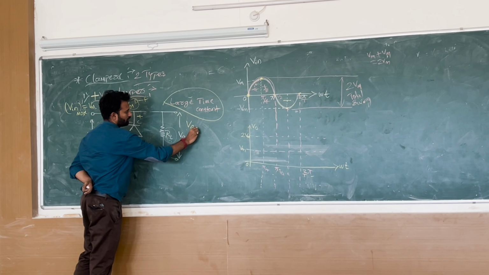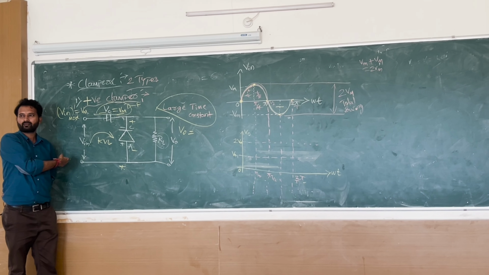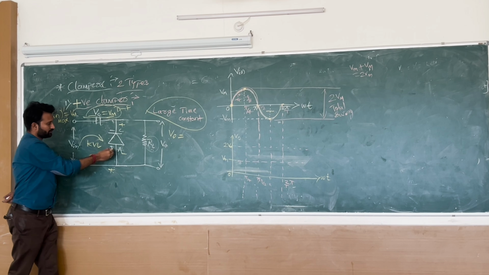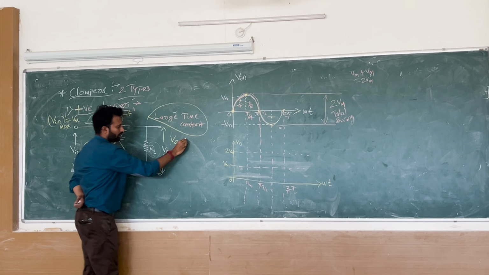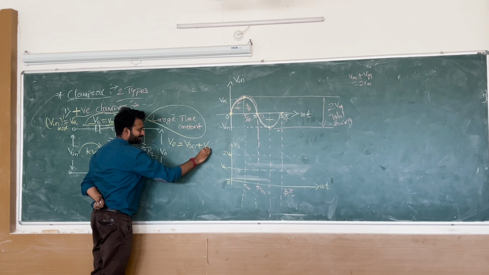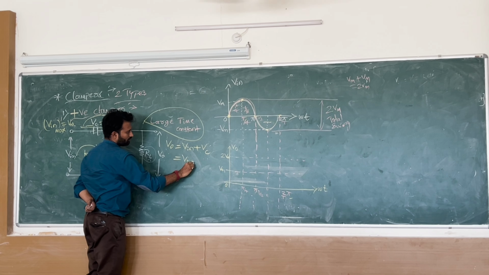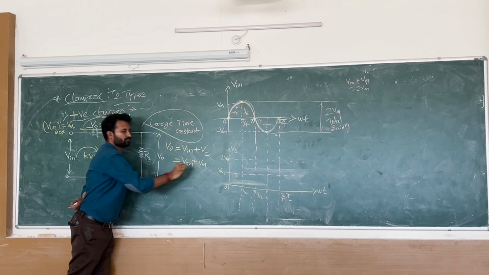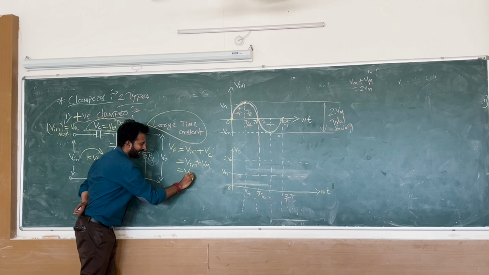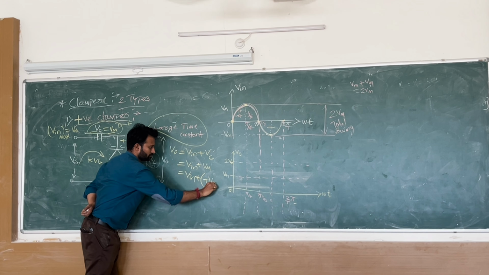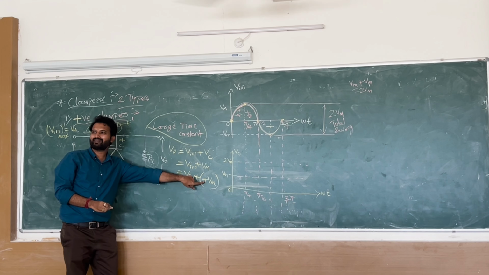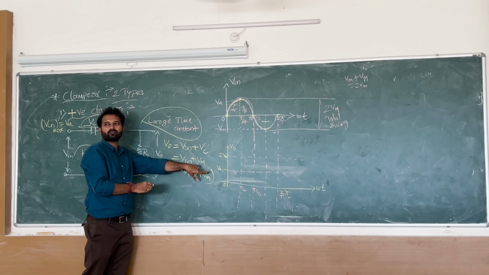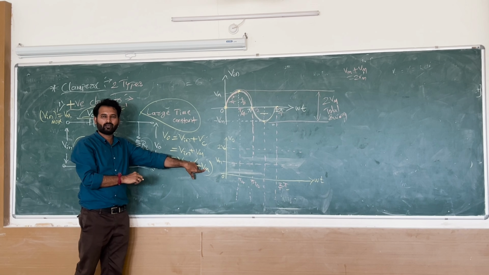Now what will you do to find out the output? If you apply KVL, what will happen? Vin plus Vc, so the output is input plus Vc. What is your Vc? Vm. So what am I doing? I am adding the positive DC level, the Vm level. Clear? Understandable?